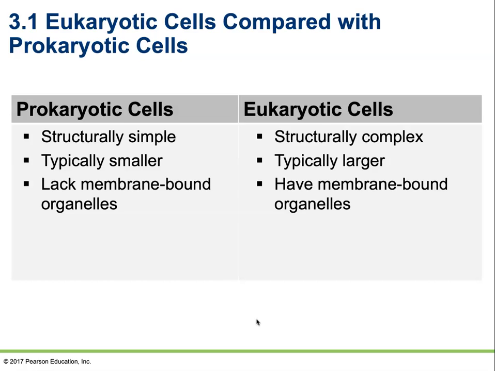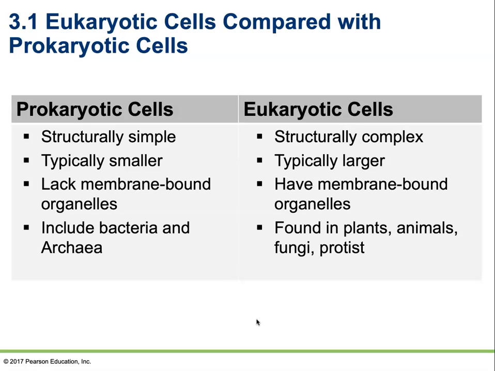Finally, what types of organisms are prokaryotic cells? Take a moment and see if you can fill this in on your own. If you remember the 3 domains that we talked about at the beginning, which domains are prokaryotic and which domains are eukaryotic? If you said prokaryotic cells would include both bacteria and archaea, you are right. Well done. Eukaryotic cells, of course, are going to be eukaryotes. These are going to be found in plants, animals, fungus, and protists.